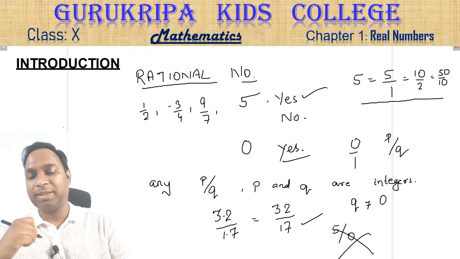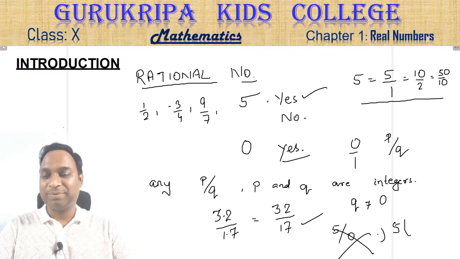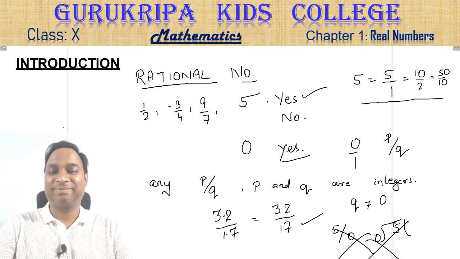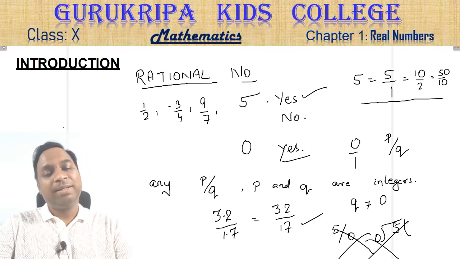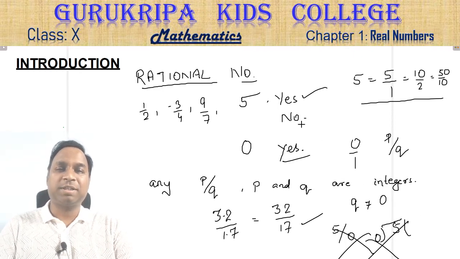5 by 0 is not a rational number because can you divide 5 by 0? Can you divide it by 0? No, it cannot be divided, so it's not a rational number. Okay. This much we have already learned in the previous classes. Now we'll just see how all these things come on the number line.